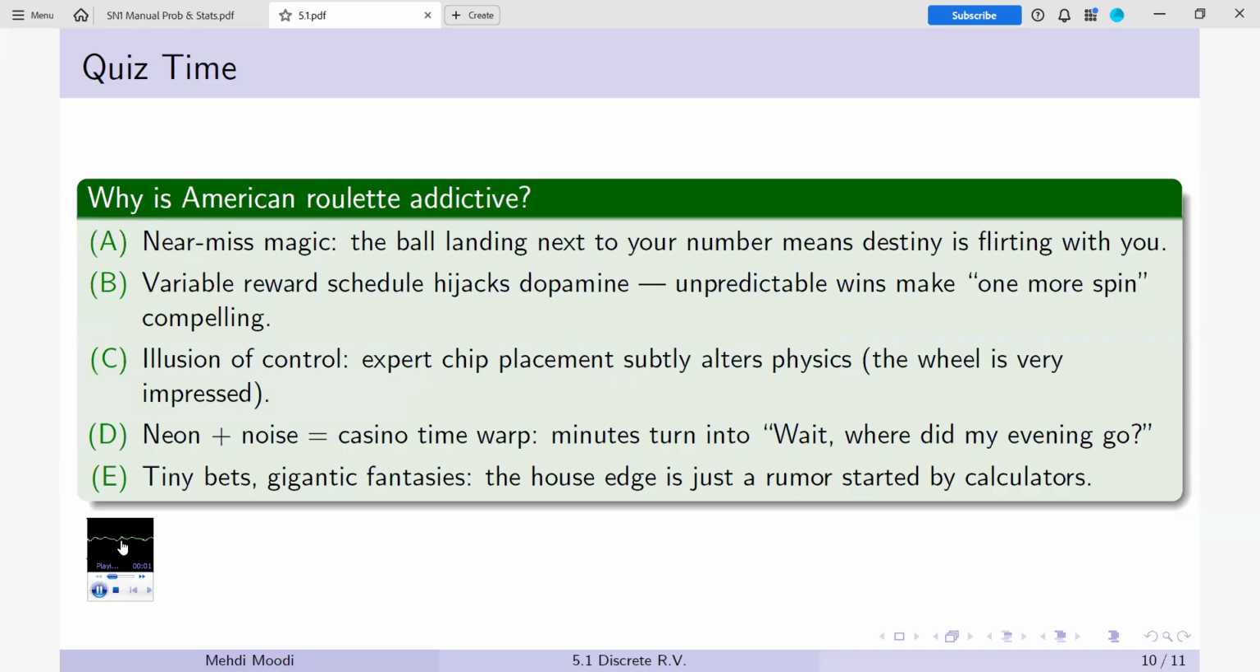Correct answer is B. Roulette uses a variable ratio reward schedule. Wins arrive unpredictably. In behavioral psychology, that pattern produces the strongest, most persistent response because each spin carries the hope that this one pays off, driving dopamine spikes and the "one more spin" loop. Other options are not totally off, but not the main reason.